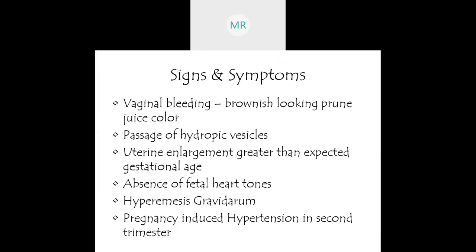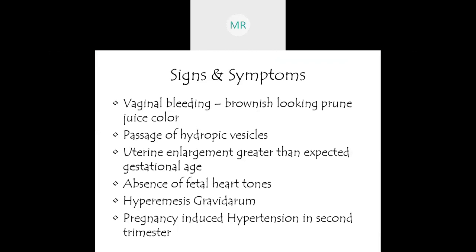So what are the signs and symptoms? There is usually going to be a spontaneous abortion at about 12 to 16 weeks. That is the usual. Mom will start spotting, with vaginal bleeding, and she'll have this brownish, prune-juice-colored discharge.